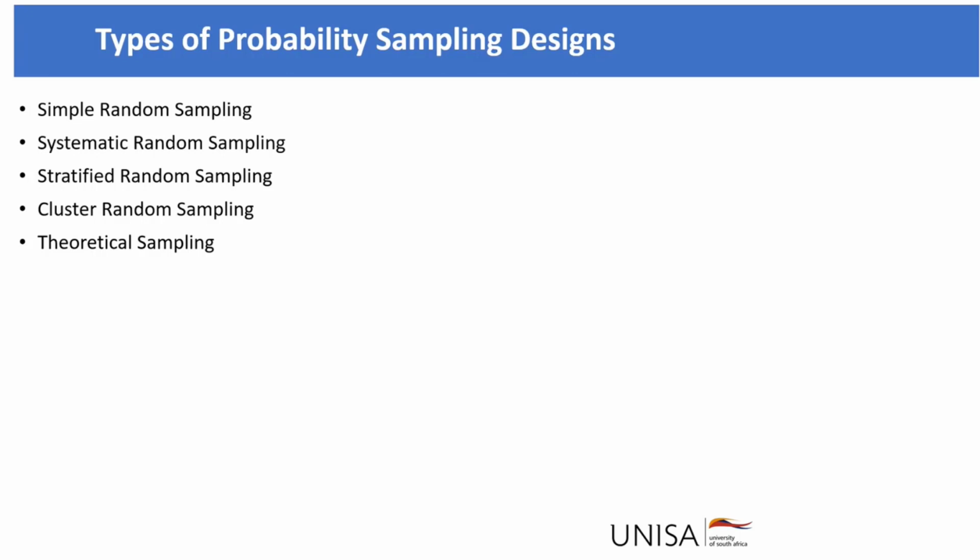The first one is simple random sampling. As the name suggests, simple random. The second one is the systematic random. The third one is stratified random. The fourth one is cluster random sampling. And the fifth one is the theoretical sampling.